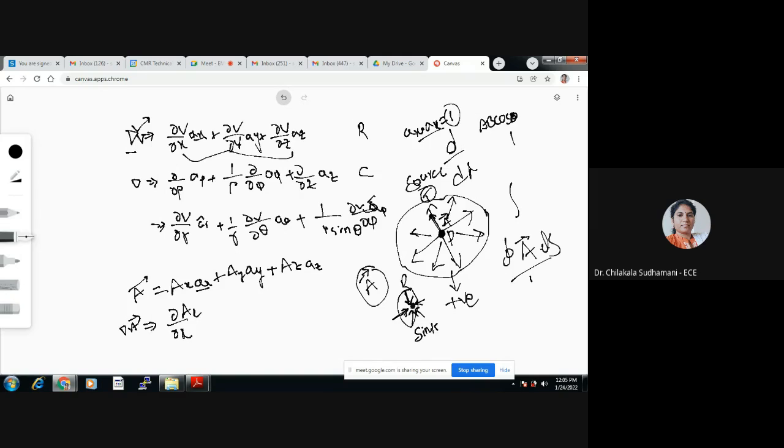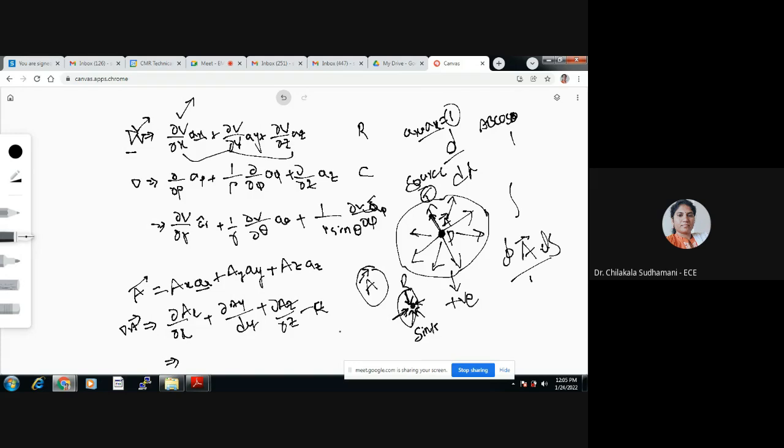That's why I can write it simply as dou AX by dou X plus dou AY by dou Y plus dou AZ by dou Z. This is our divergence of a vector. This is the divergence of a scalar. Now, this is for Cartesian coordinate systems, or you can say for the rectangular coordinate system.